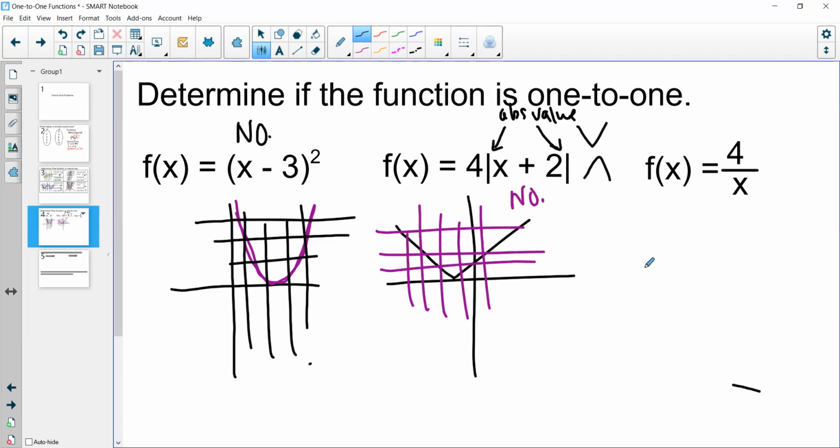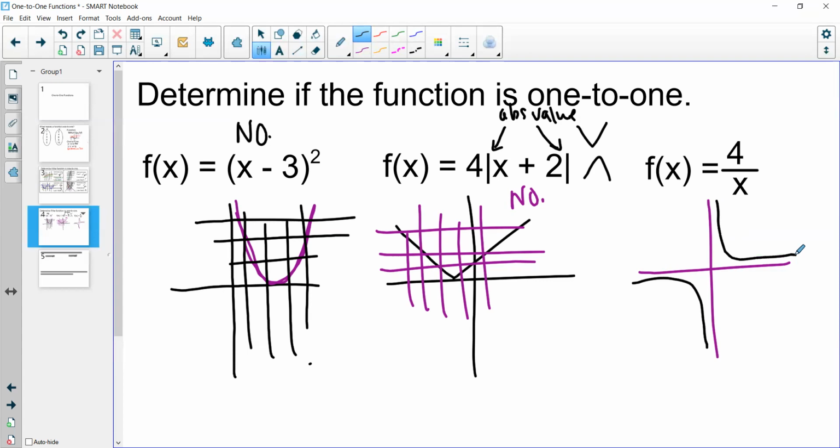Now let's take a look at this last one here, 4 over x. This function is called a rational function, and it's just 4 divided by a variable. A rational function is where our variable is in the denominator of a fraction instead of the numerator. When we look at the graph of these, they have a kind of unique curve to them. What they end up looking like is something like this. This is what this one looks like.